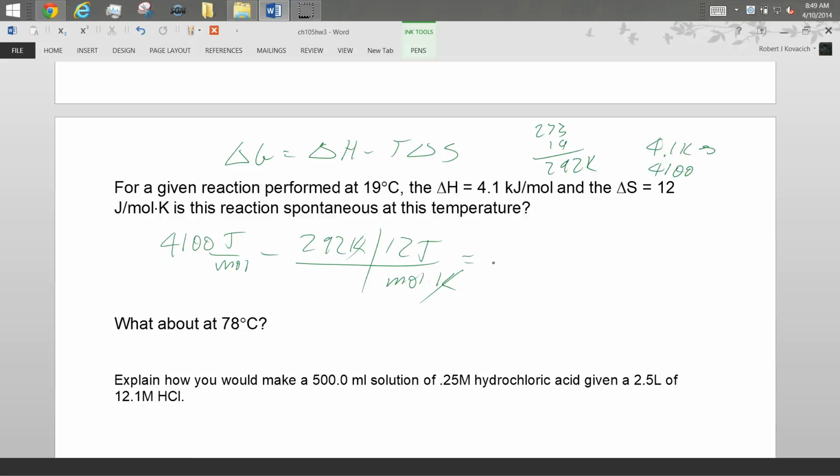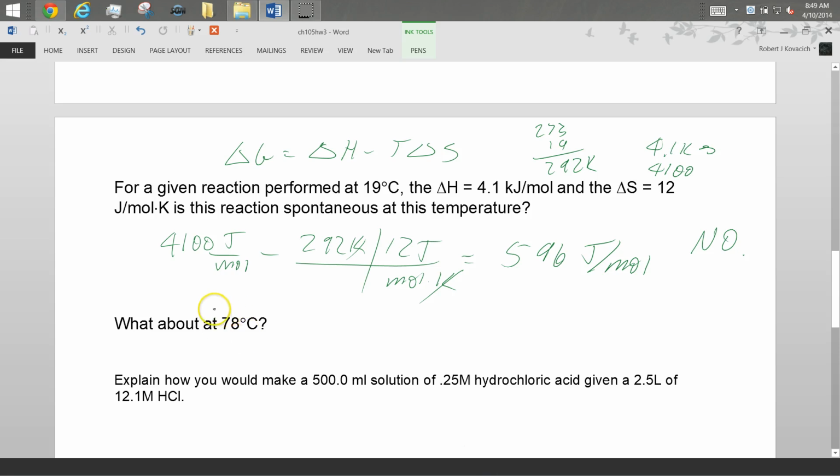Okay, I put multiply in instead of minus. I get 596 joules per mole. Is this reaction spontaneous? Nope. It's a positive value. And then what about at 78 degrees?